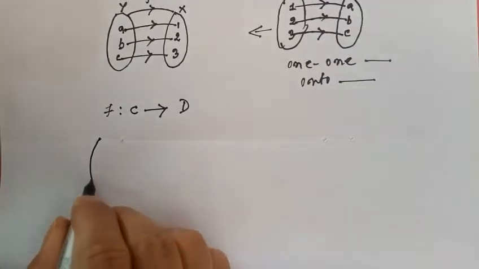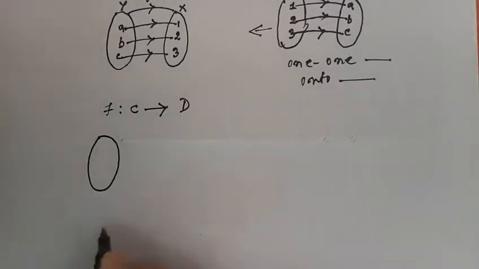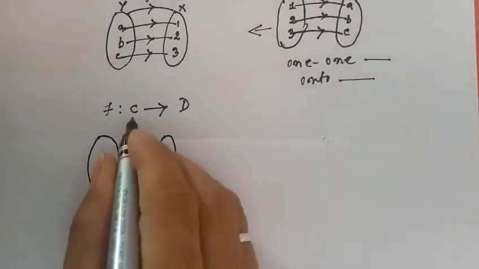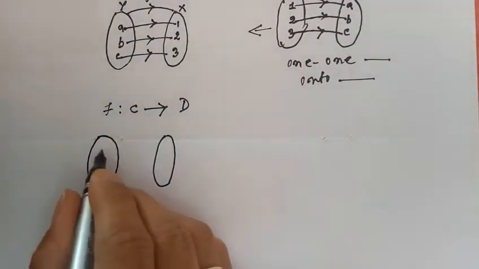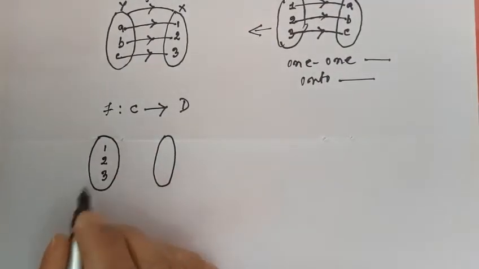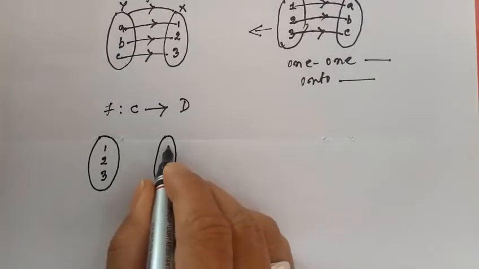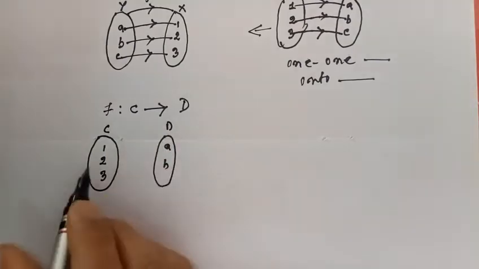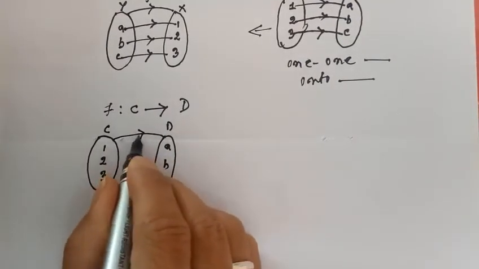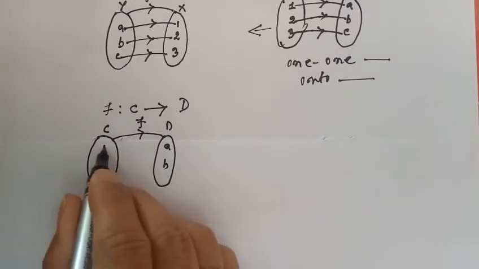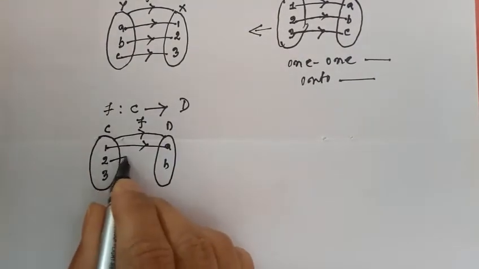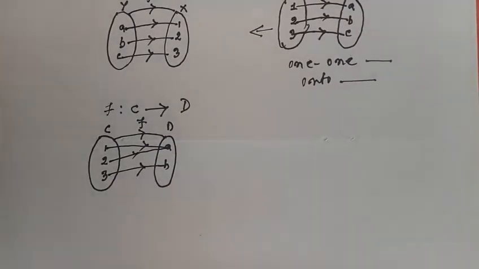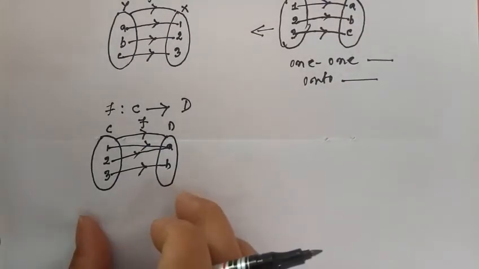So here I draw the pictorial diagram. Let's take the elements of C as 1, 2 and 3, and the elements of D as a, b. This is C, this is D. This is f. I relate 1 to a, 2 to a, and 3 to b. As you see, this function is not 1-1.